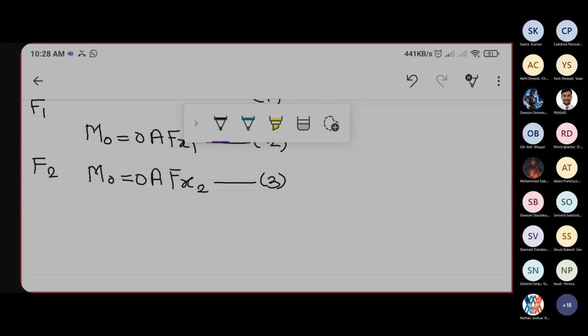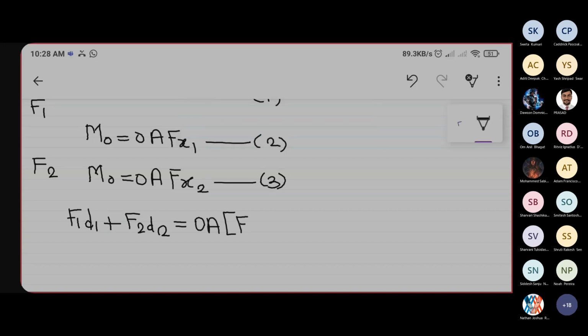That is, what is MO? F1 D1 plus F2 D2 is equal to OA into bracket Fx1 plus Fx2. Okay, what is F1 D1? It is the moment about O of force 1.